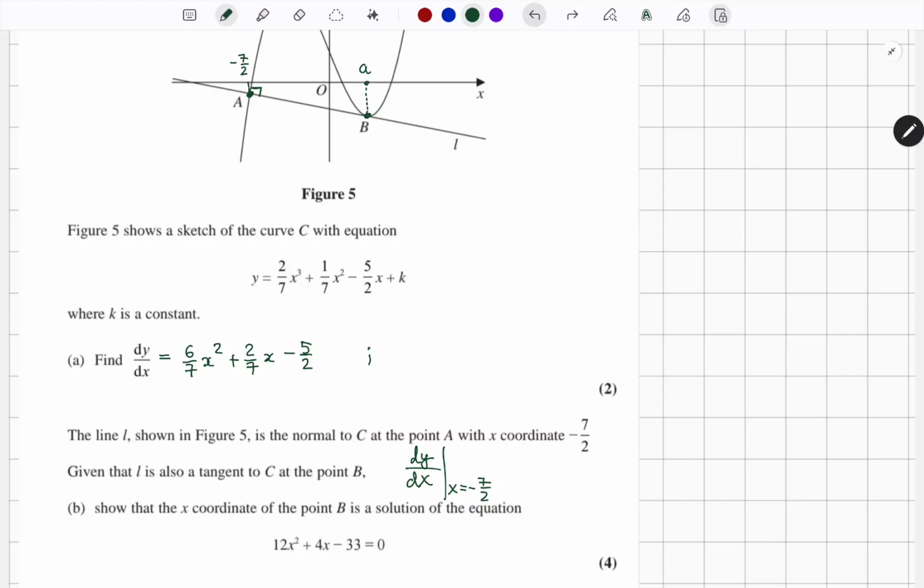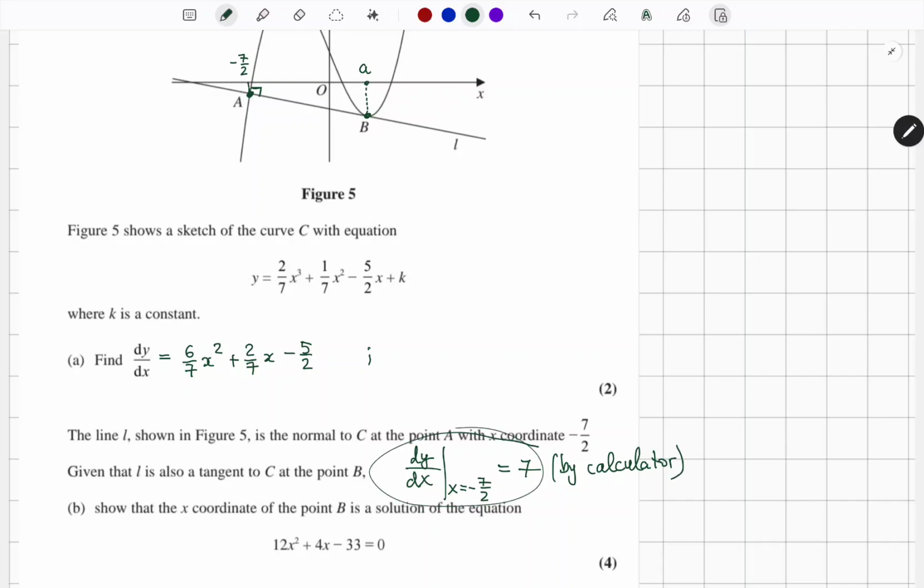Then I type 6 over 7 times answer squared plus 2 over 7 times answer and minus 5 over 2. Look, I saved so much time because x was minus 7 over 2. So instead of typing it again and again, I saved so much time. So equals, oh, it's 7. So dy dx at x equals minus 7 over 2 is 7. It's by calc, right? It's by calculator.